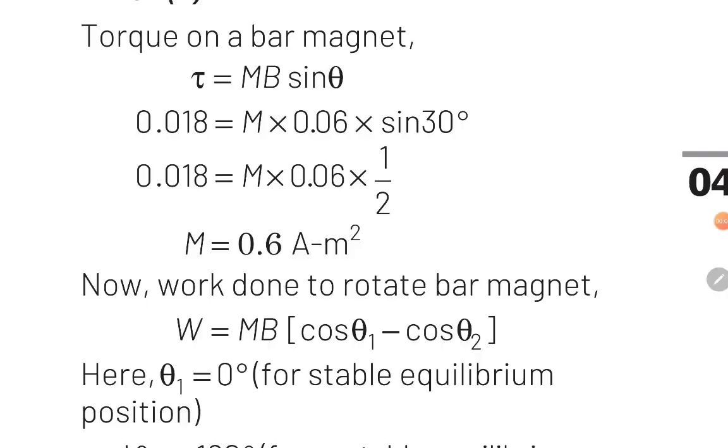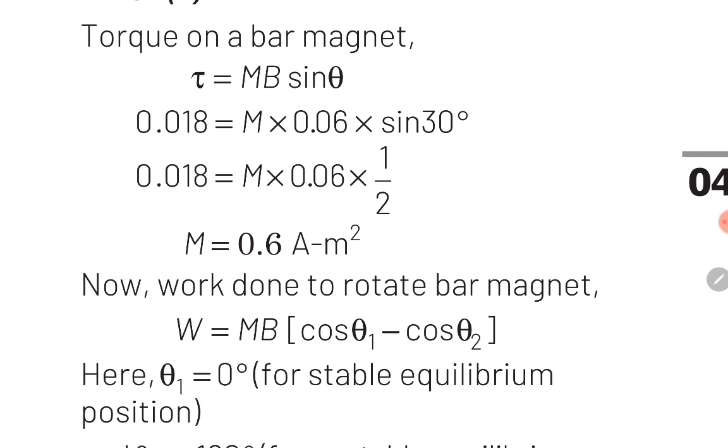Yes students, you can observe here that torque on a bar magnet is given by the formula mB sin theta, and by using this formula we'll find the value of magnetic moment m. Guys, this value comes out as 0.6 ampere meter square. Once we obtain the value of m, we will use the formula of work done to rotate a bar magnet.